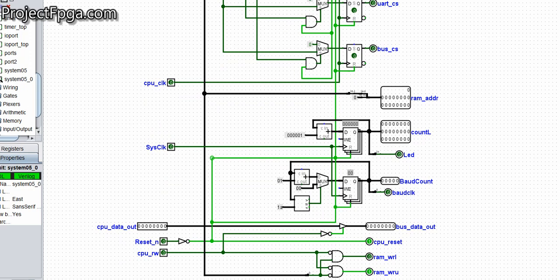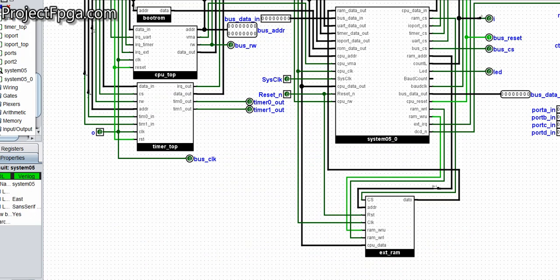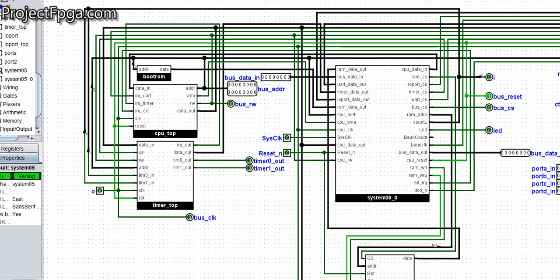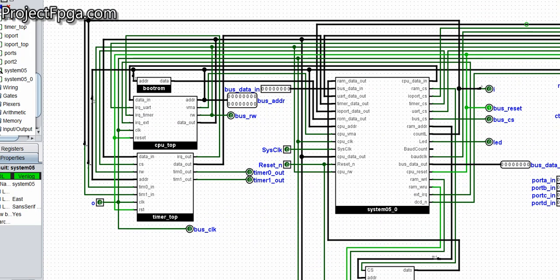I think that is all about this. Next we'll discuss the CPU. This is externally what they look like. We'll discuss the CPU in the next tutorial.